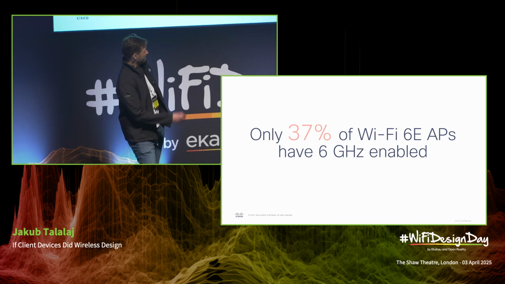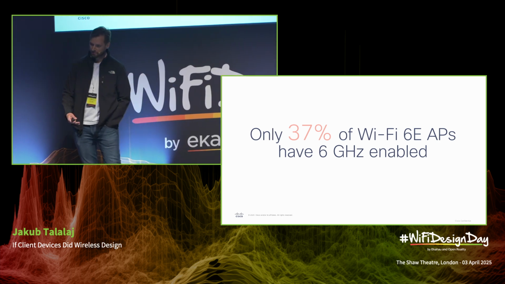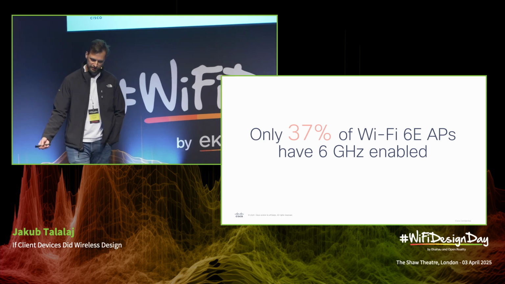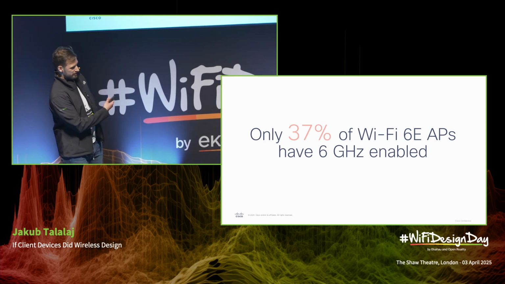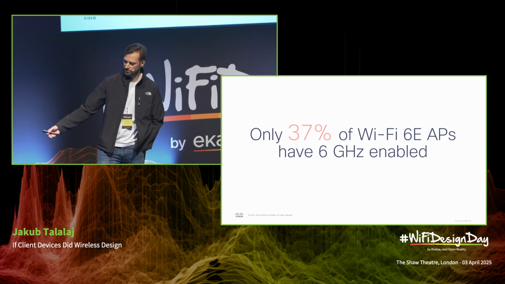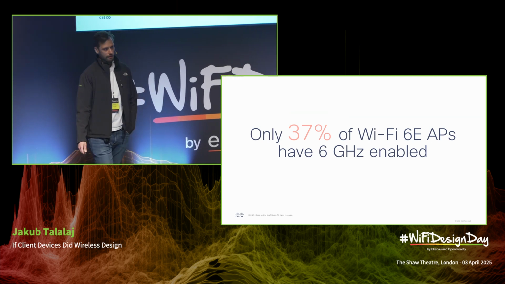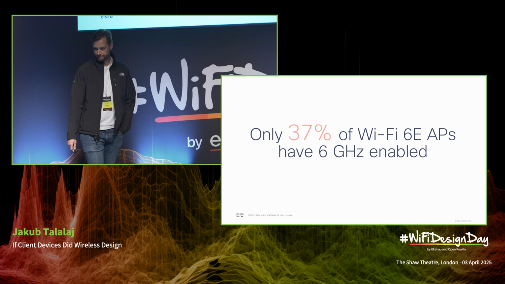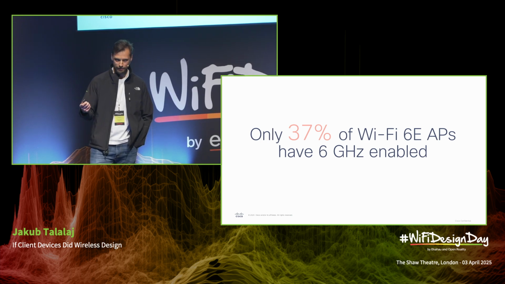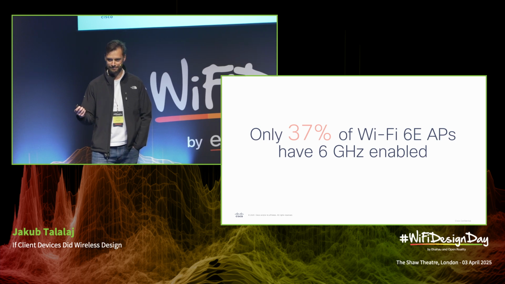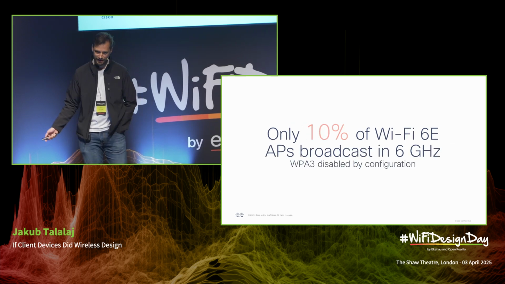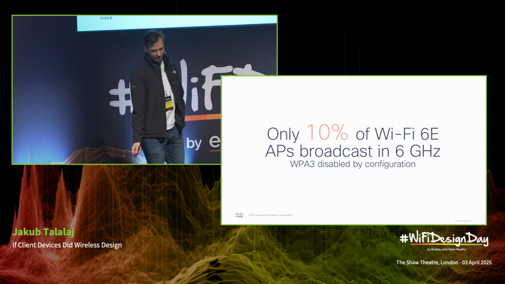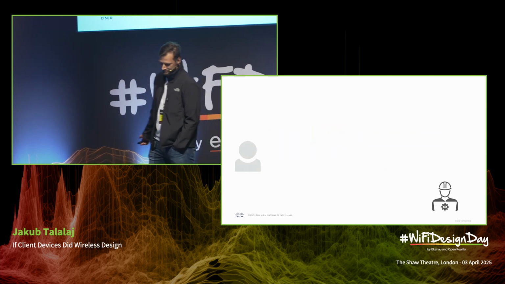So again, not bad. We're seeing 40% of clients adopting 6 gigahertz on a venue, so 40% adoption amongst the businesses. Not so bad. But what is another requirement to actually have 6 gigahertz broadcast? WPA3, right? Someone wants to guess how many of them actually broadcast on 6 gig? 5%. Almost 10. So only 10% are actually using 6 gigahertz amongst all these APs.